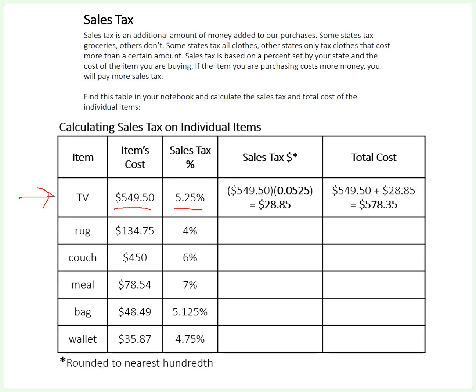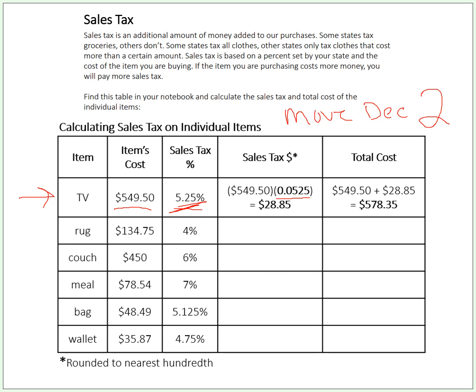5.25% sales tax. So first of all, what you have to remember is when you are converting a percent, you have to move your decimal 2 places. So this as a percent becomes 0.0525, because we have to move our decimal. Here it is, 2 places, and I have to add those placeholders in.